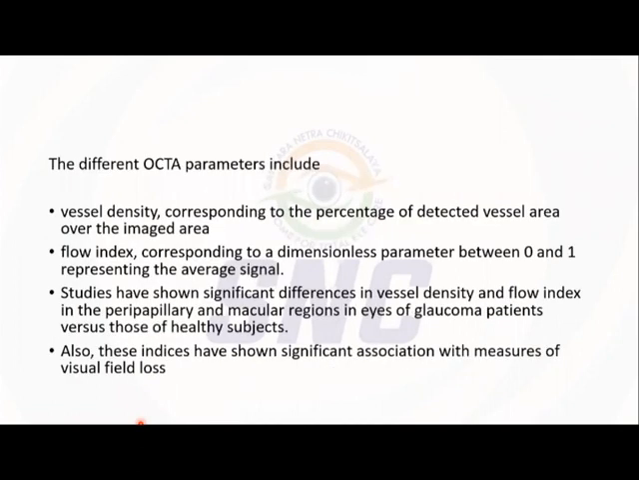The different OCTA parameters include vessel density, which corresponds to the percentage of detected vessel area over an imaged area, and flow index, a dimensionless parameter between 0 and 1 representing the average signal. Studies have shown significant differences in vessel density and flow index in the peripapillary and macular regions in eyes of glaucoma patients versus healthy eyes. So these indices have shown significant association with the measures of visual field loss.